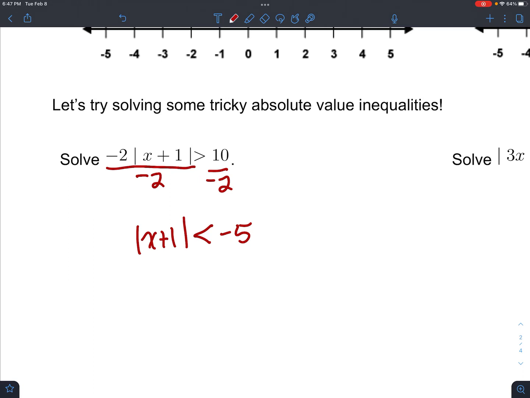Okay, so what's happening here? It says an absolute value is less than negative 5. An absolute value, whatever you get from that, is less than negative 5. Guys, this is impossible. Impossible.